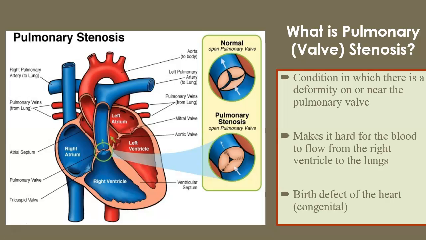So what is pulmonary valve stenosis? Pulmonary valve stenosis is a congenital heart defect, so it is a birth defect of the heart. It's a condition in which there is a deformity on or near the pulmonary valve, which you can see right here in the diagram. And it makes it hard for blood to flow from the right ventricle to the lungs. In our next slide, I'm going to be going over the difference between a normal pulmonary valve, how that looks, and what a pulmonary valve with stenosis is. And the word stenosis literally means narrowing.